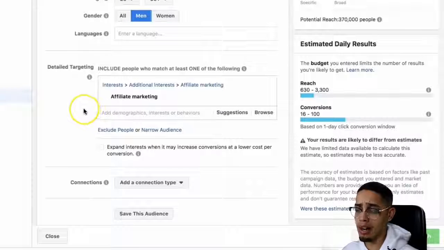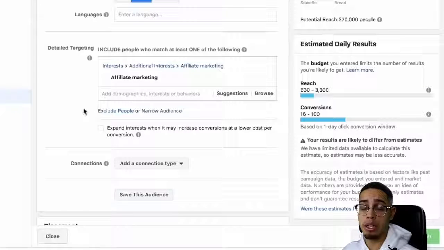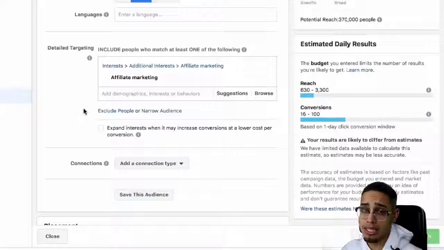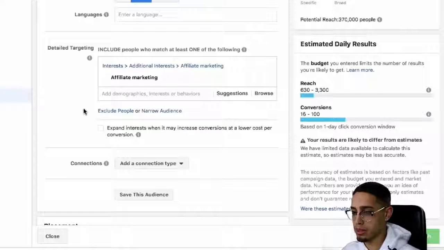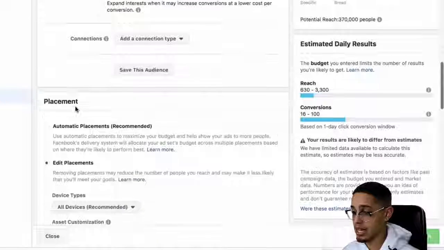And believe it or not, my targeting really isn't even that crazy. It's literally affiliate marketing. Now, it doesn't mean that just by targeting affiliate marketing, that's going to be the best ad set for you. Not necessarily. The name of the game, guys, is just split testing. So affiliate marketing, that's my targeting.